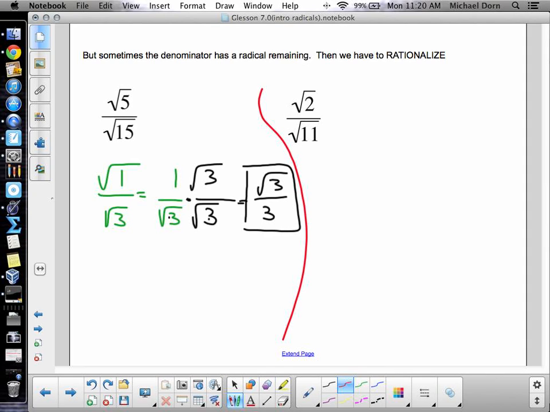Square root of 2 over 11 does not simplify, so what are we going to multiply top and bottom by? Square root of 11. Square root of 2 times square root of 11 is square root of 22. Square root of 11 times square root of 11 would be the square root of 121. But square root of 121 is just 11. Can I reduce that? No.